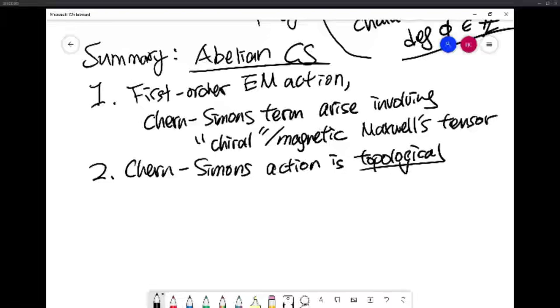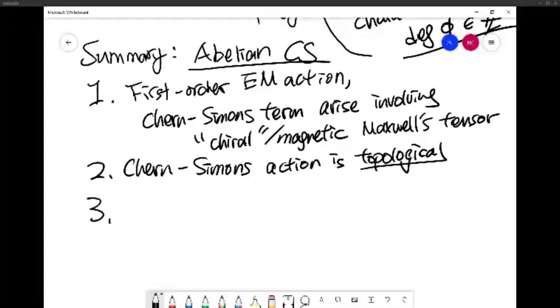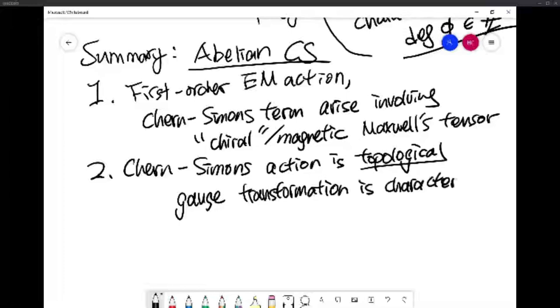Yes, so I guess that is the main point. And so the whole topological argument goes that it really is classified by... okay, so... It's topological: the gauge transformation is characterized by an integer, and it's a topological invariant.